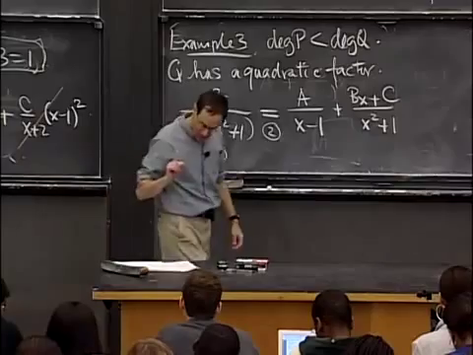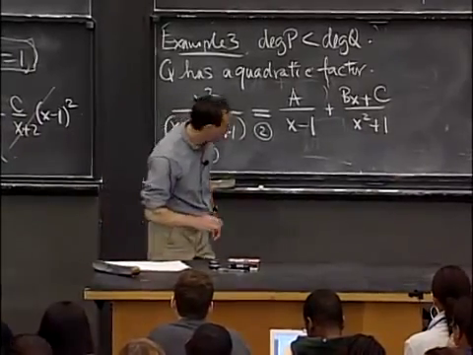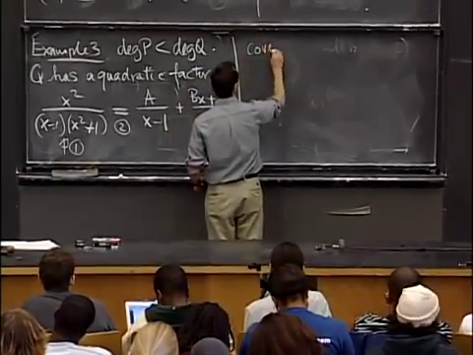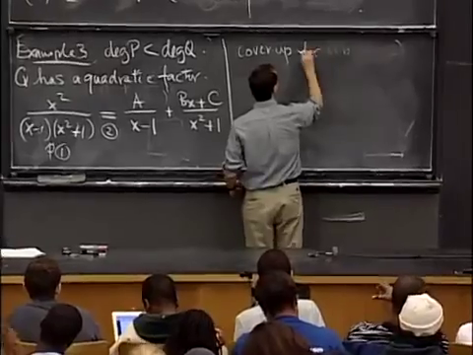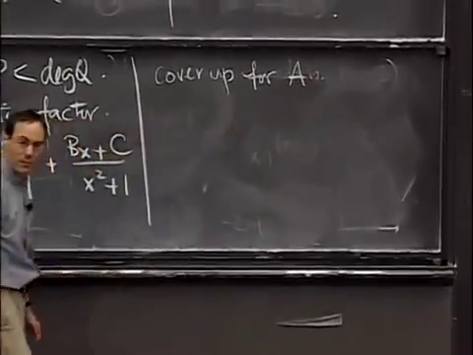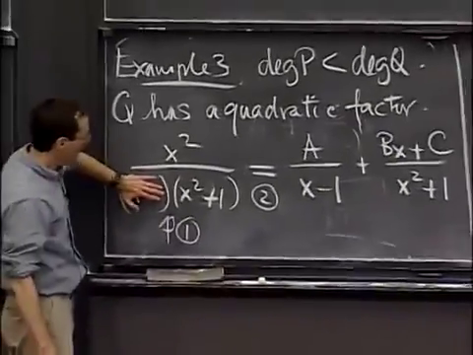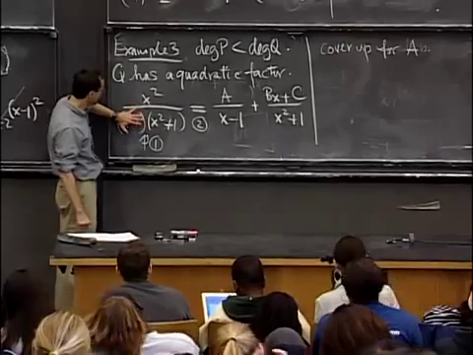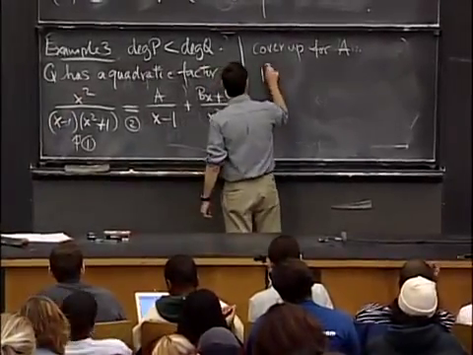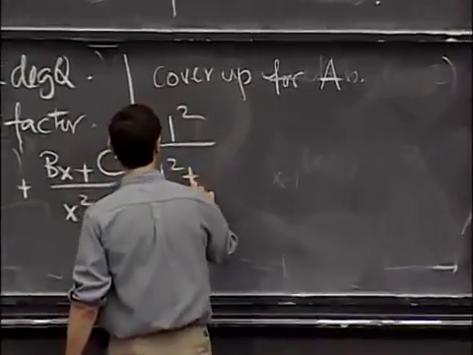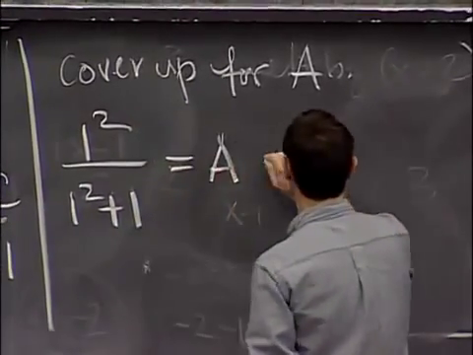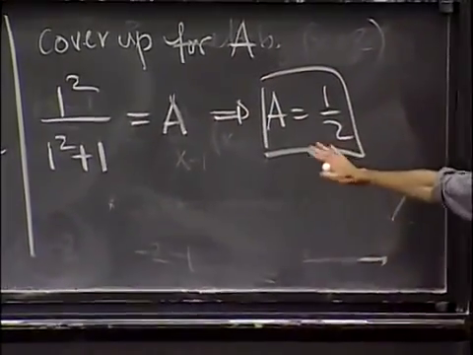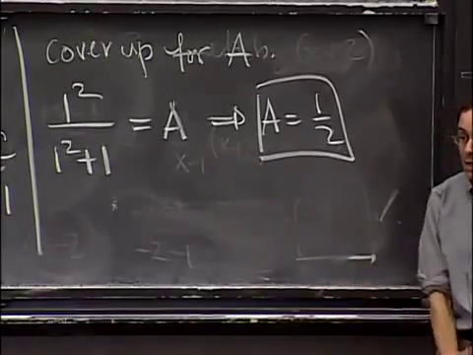All right. So now I have my setup. And now, what can I do? Well, I claim that I can still do cover-up for A. It's the same idea. I cover this guy up. And if I really multiply by it, it would knock everything out but A. So I cover this up, and I plug in x equals 1. So I get here 1 squared divided by 1 squared plus 1 is equal to A. In other words, A is equal to a half. Again, cover-up is pretty fast, as you can see. It's not too bad.